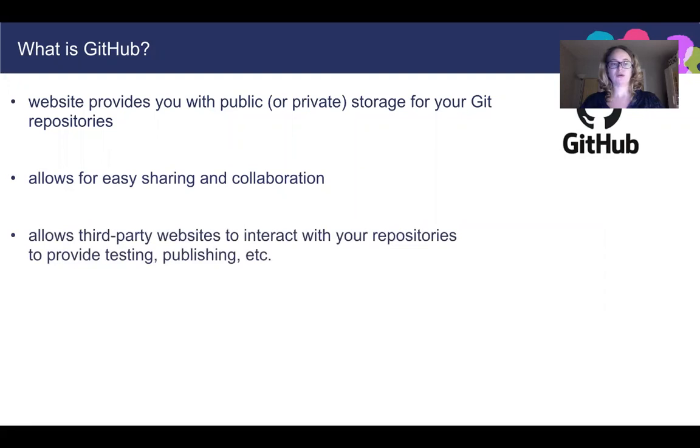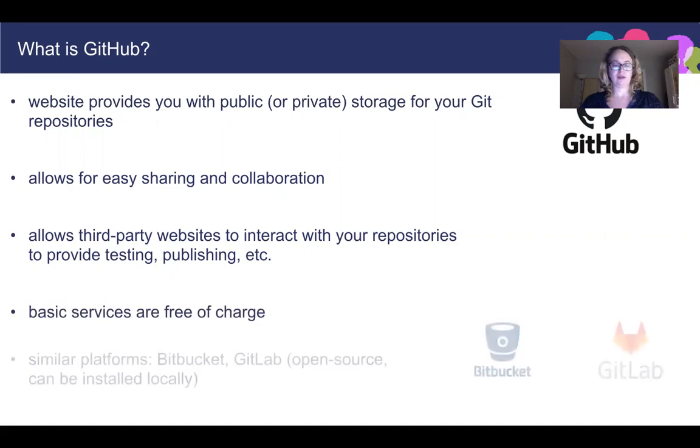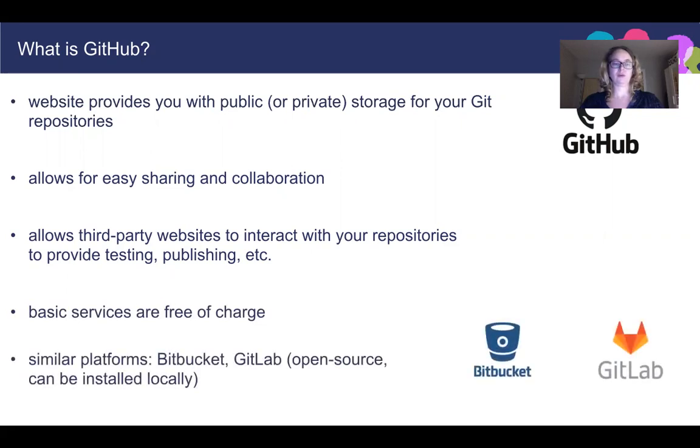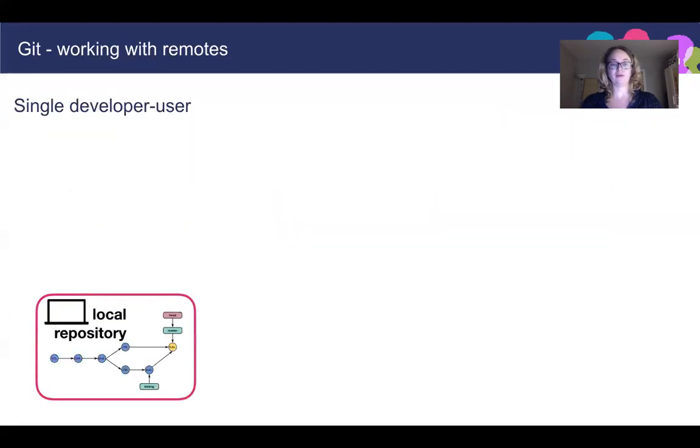It allows also first-party websites to interact with your code, which might be very useful if you want to provide automatic testing or publishing. The basic services are for free. It's also important to mention that there are similar platforms like Bitbucket or GitLab that also can be used. GitLab, in addition, is open source and can be installed locally.